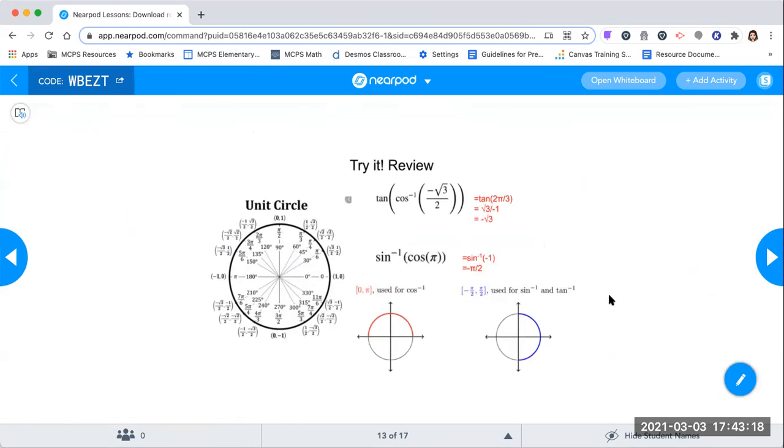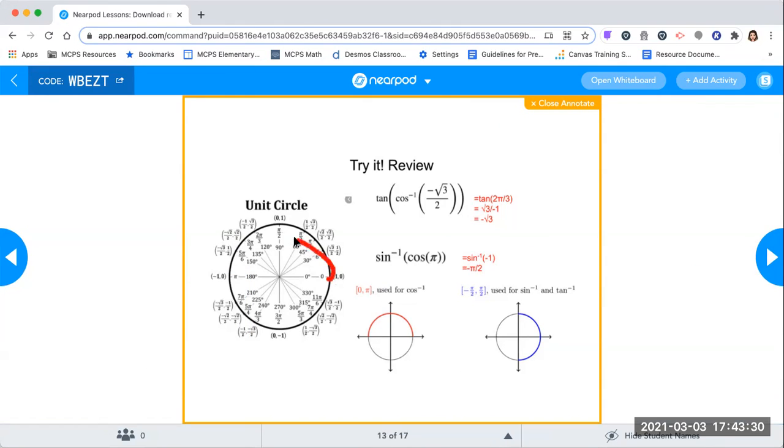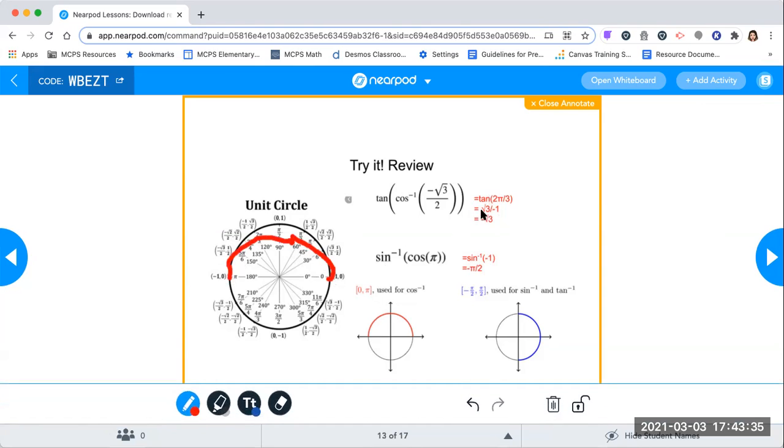And now we're back reviewing it. So inverse cosine of negative root 3 over 2. So we're looking again, the cosine domain is up here, right? So where do we have an x value of negative root 3 over 2? Right here, right?